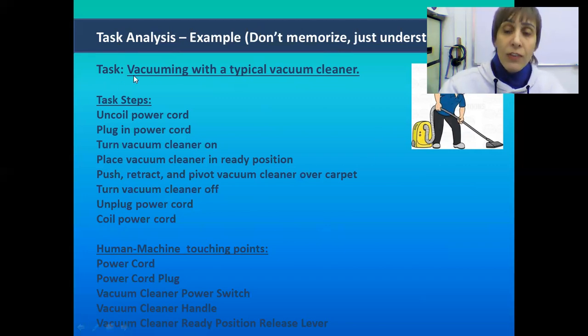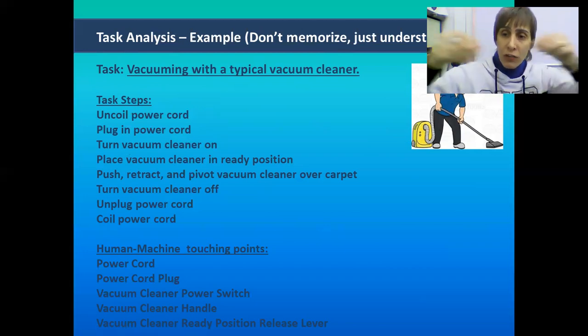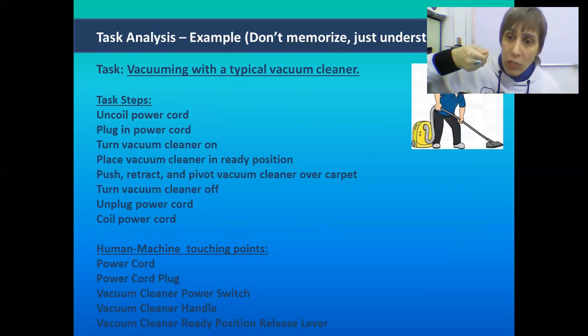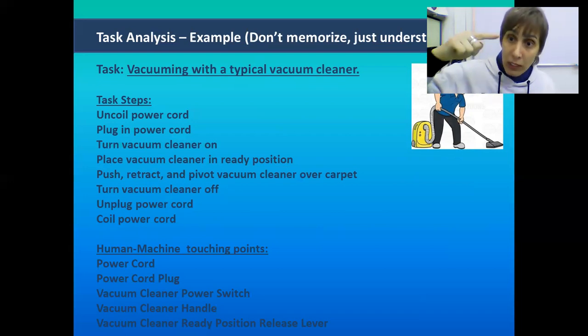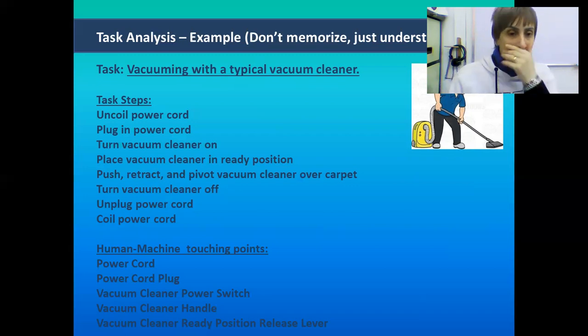Now, the task steps for using a vacuum cleaner to vacuum the floor, in simple terms, okay? You have to first, for example, uncoil the power cord. You know, the electricity cord, you have to uncoil it. Then you need to plug the power cord into the outlet. Then turn the vacuum cleaner on. You have to press a button which says on, so you can make the vacuum cleaner start working.